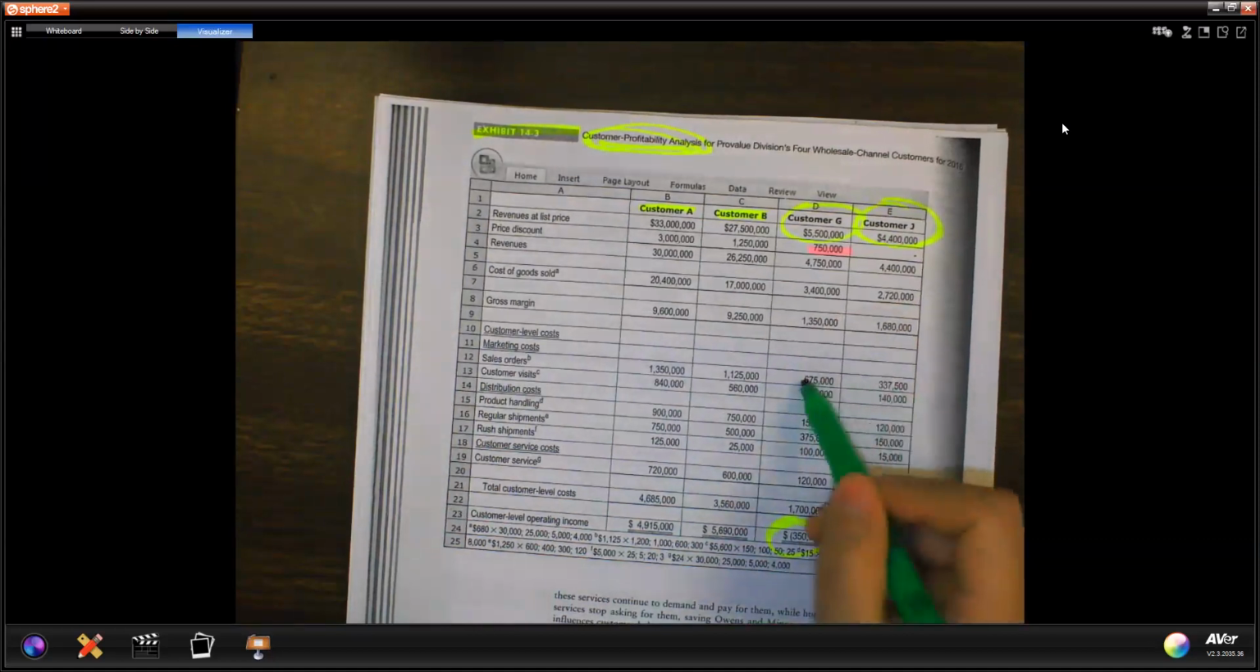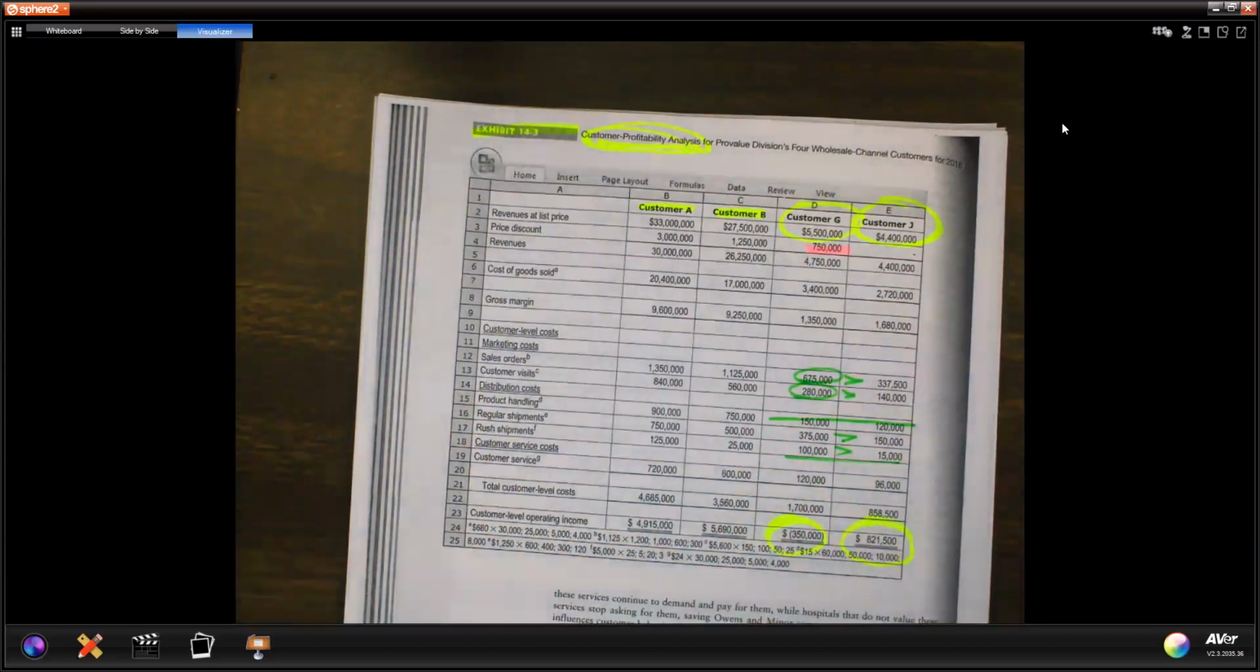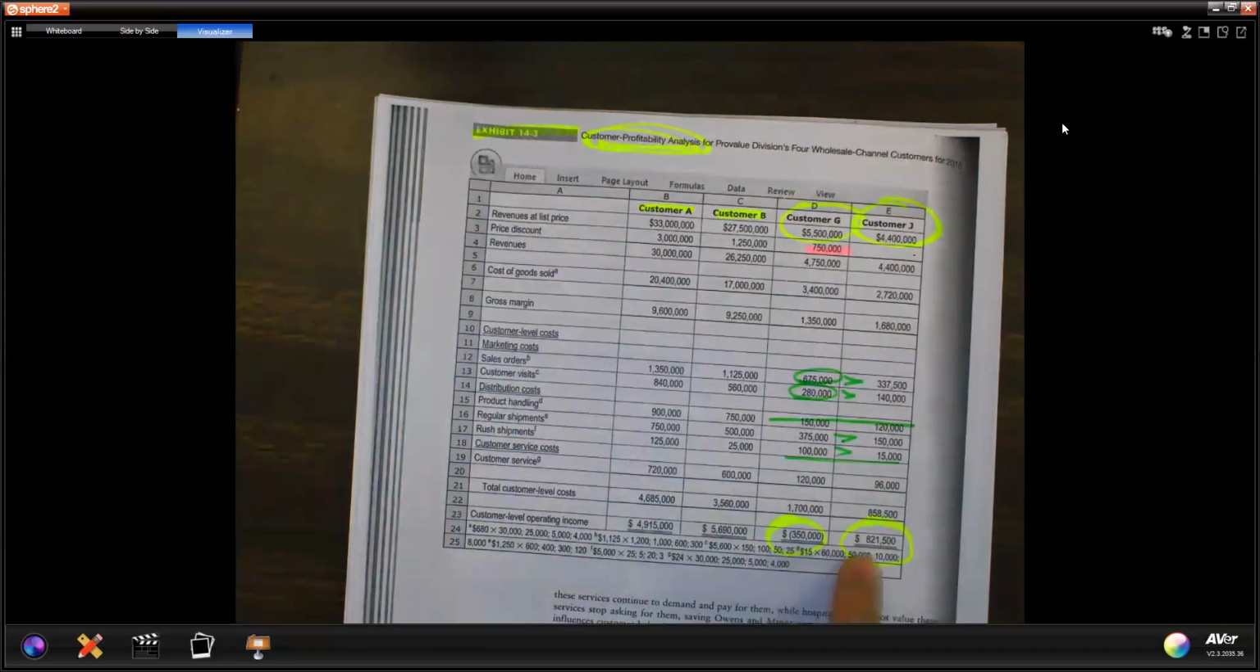We said you can find out the sales order is time, and then customer visit is time, right? Product handling, this is fine. A regular shipping is almost 3 times. Look at the rush shipping, it is almost 7 times. So what I want you to know, the numbers you say, oh, Gary has a loss, Jackie has a profit, that's not good enough. I want you to read the things between the lines, right?